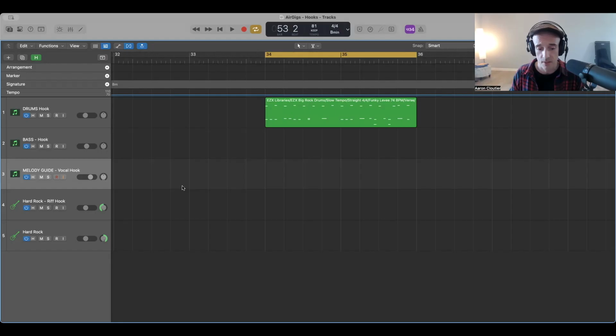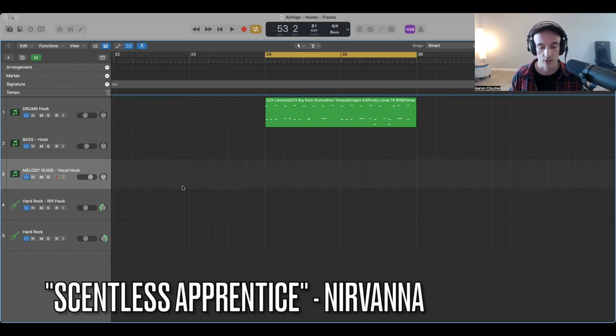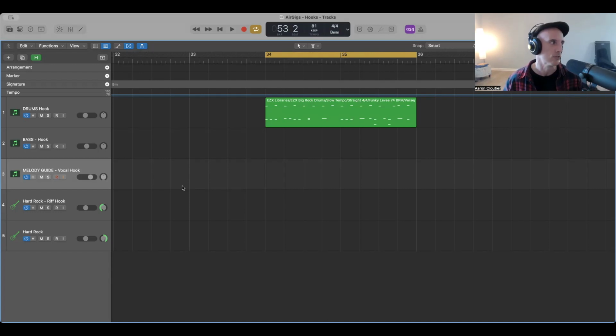An example that comes to mind right off the top of my head is Scentless Apprentice from Nirvana. That whole drum beat is such a great beat, and it sets up the entire song. Right? It's kind of like everything is built upon that beat. It's the very first thing that you hear in the song, and it's just driving the whole thing.